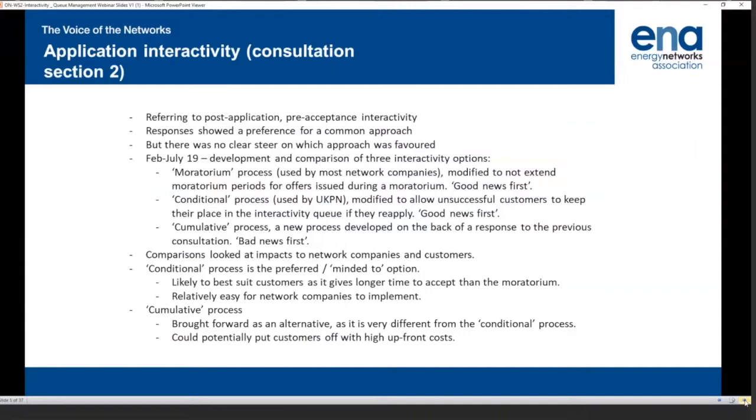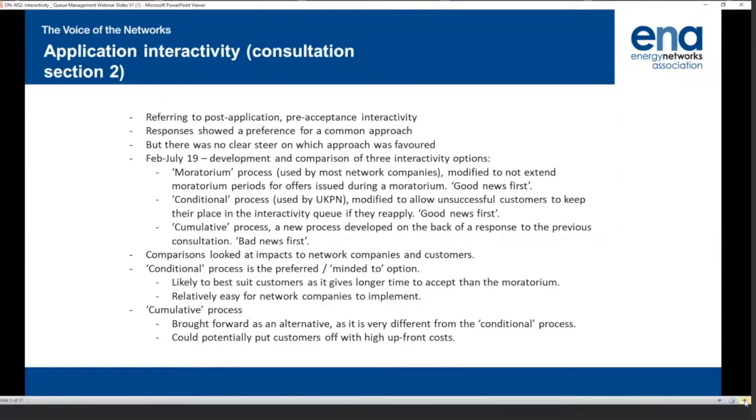The responses to the consultation launched last November, which closed in January, showed that there was a preference for a common approach in the industry for an interactivity process, but there was no clear steer from that consultation on which was the favoured approach. So what we've done from about February through to July this year is we've been working on 3 main options that could potentially be the common approach to interactivity across the network. So I'm just going to outline those 3 now. You can see them there on the slide.